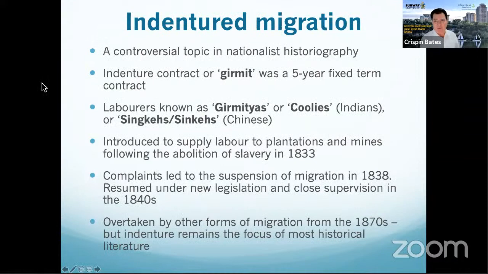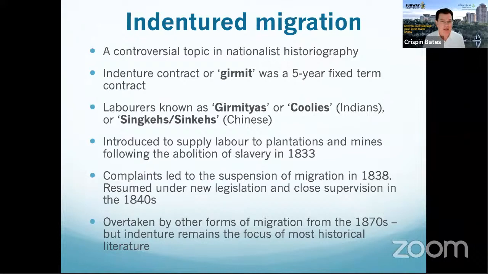Okay, so we begin with the concept of indentured migration. Now, this is a very controversial topic in nationalist historiography because the campaign against Indian indentured overseas migration was one of the very first issues taken up by Indian nationalists in the 1900s and achieved one of the very first wins over the colonial government, in that it was eventually agreed by the viceroy that it should end.